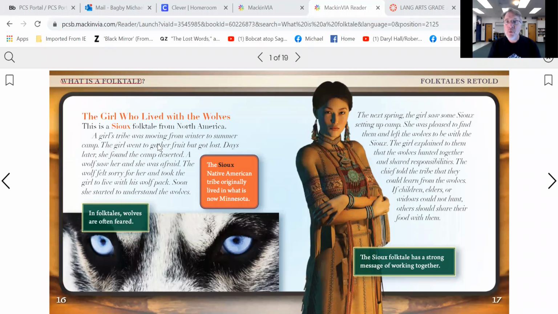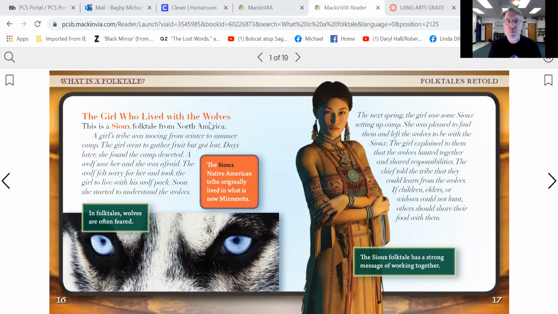Now we're going to look at the Mac VIA. There it is. All right, so a couple more folk tales, and we're going to take a look at these.